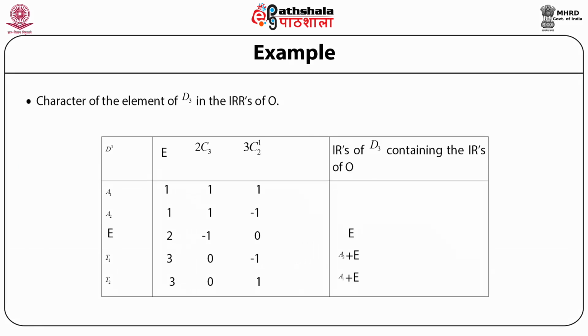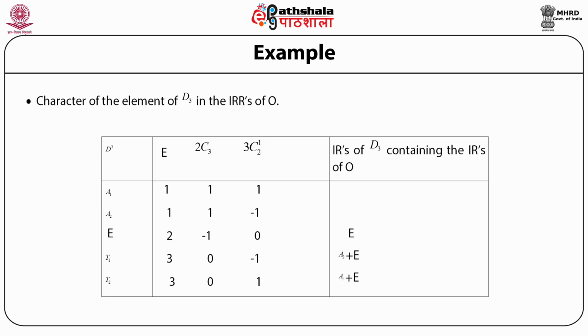Now look at the character table of the group O. Then look at how the elements of D3 appear in the group O. For example, the group O has 24 elements, but D3 has 6 elements. So we look at the elements E, C3 and 3C2' in the character table of O, and let us see how this character table appears. So we have two one-dimensional irreducible representations A1, A2 with the characters 1, 1, 1 and 1, 1, minus 1 respectively, one two-dimensional irreducible representation E with characters 2, minus 1, 0, and two three-dimensional representations T1 and T2.